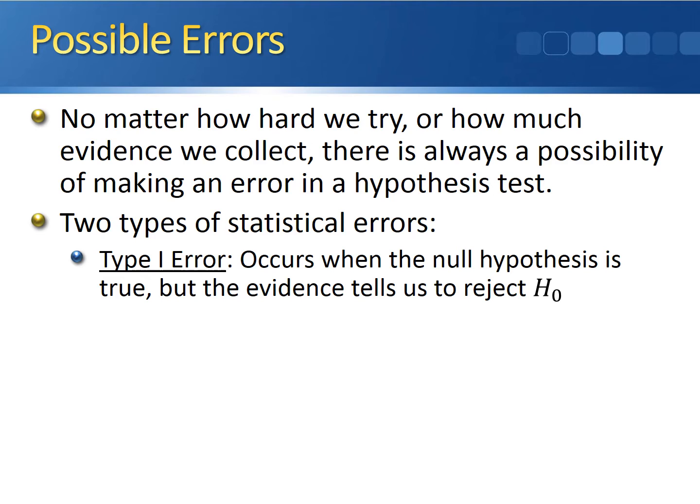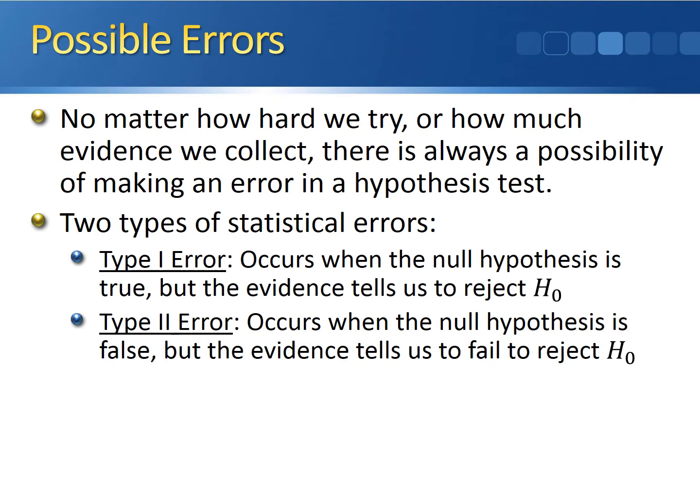The first type of error is called a type 1 error. A type 1 error occurs whenever the null hypothesis is actually true, but the evidence that we collect from the sampling process tells us to reject the null hypothesis. The second type of error is called a type 2 error. A type 2 error occurs when the null hypothesis is actually false, but the evidence that we've collected tells us to fail to reject the null hypothesis.